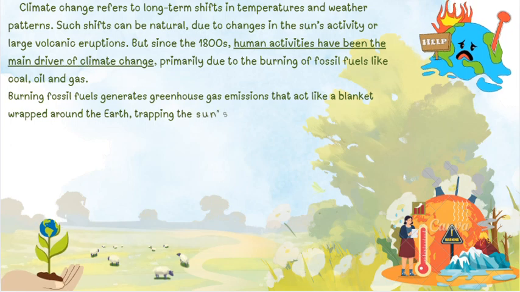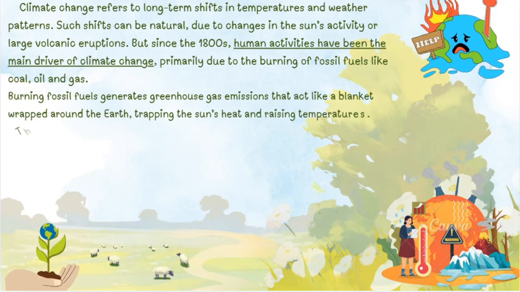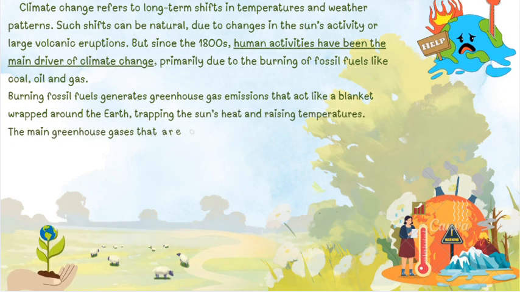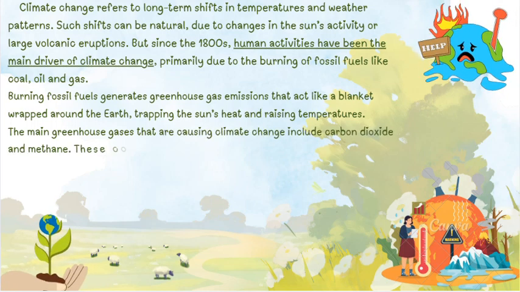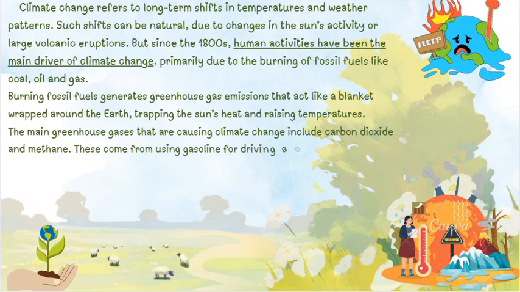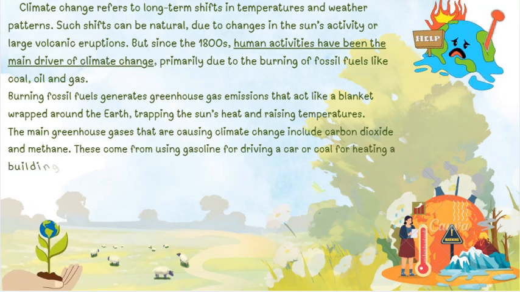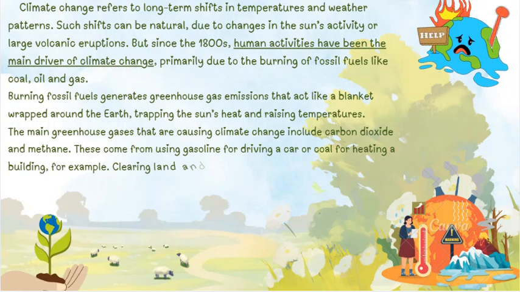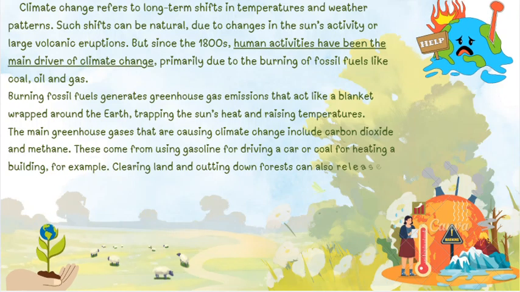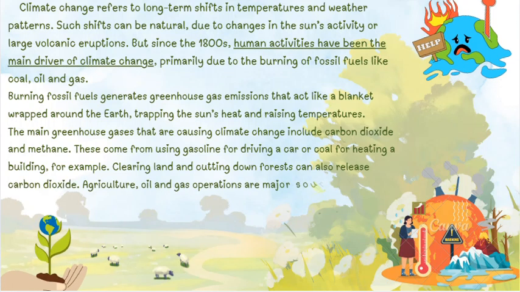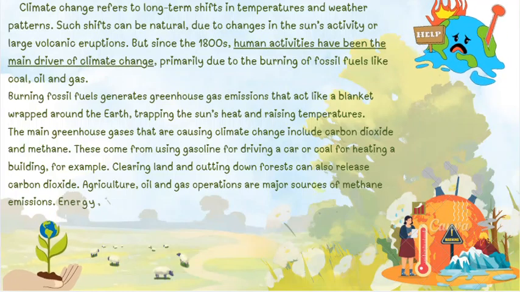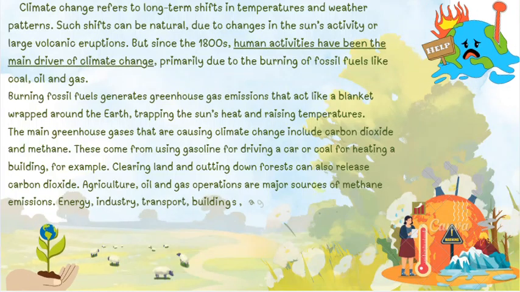Burning fossil fuels generates greenhouse gas emissions that act like a blanket wrapped around the Earth, trapping excess heat and raising temperatures. The main greenhouse gases that are causing climate change include carbon dioxide and methane. These come from using gasoline for driving a car or coal for heating a building, for example.